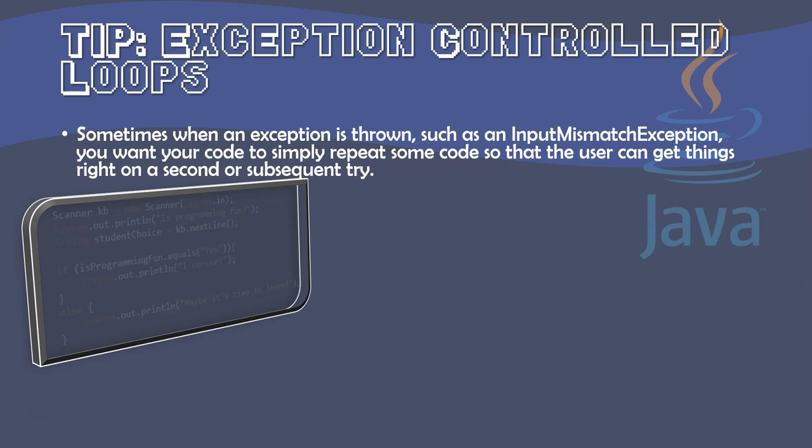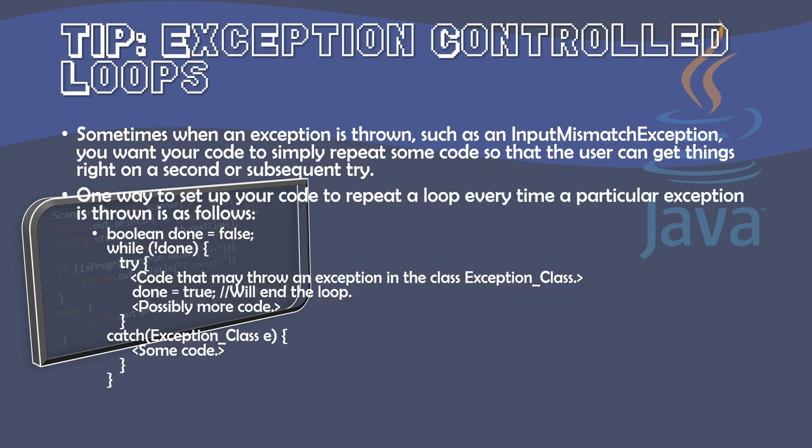They meant to type in a 1 and instead they hit an L by accident, or their fingers bumped the enter key. So you just want to give them a chance to re-enter something. Well, one way to do this is to put in a loop, so every time a particular exception is thrown, you just start back over.